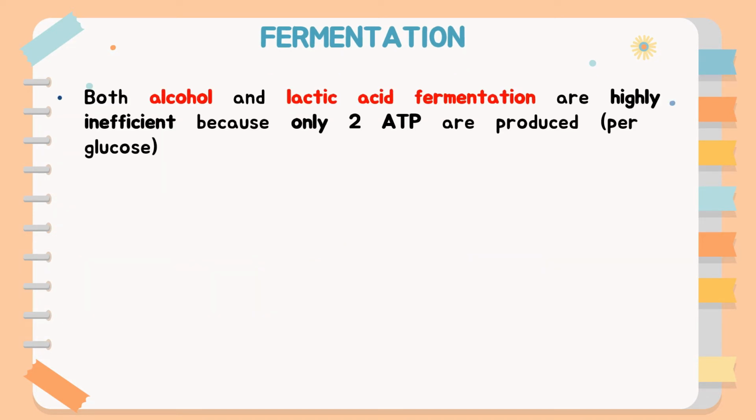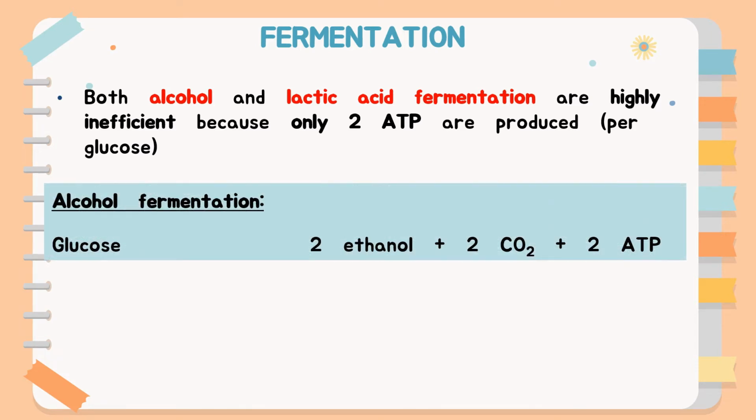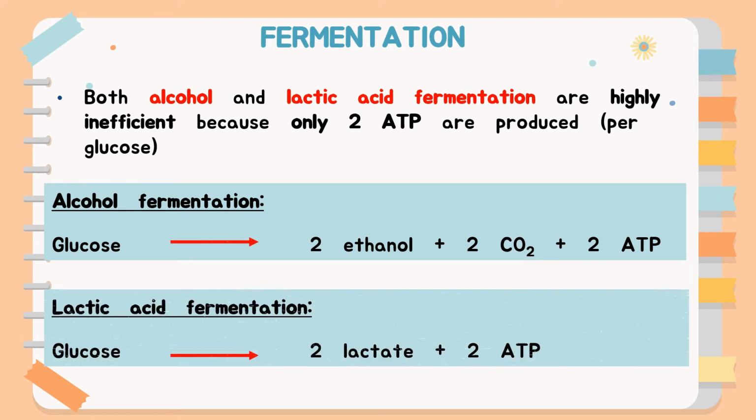Both alcohol and lactic acid fermentation are highly inefficient because only 2 ATP are produced per glucose. For example, in alcohol fermentation, glucose is converted into 2 ethanol, 2 CO2 and only 2 ATP. While in lactic acid fermentation, glucose is converted to 2 lactate and 2 ATP.